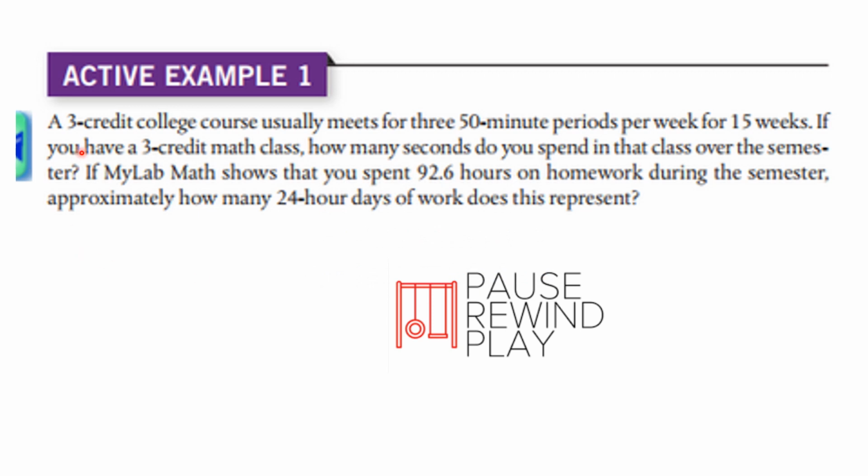This is Active Example 1. A 3-credit college course usually meets for 3 50-minute periods per week for 15 weeks. If you have a 3-credit math course, how many seconds do you spend in that course over the semester? If MyMathLab shows you have spent 92.6 hours on homework during the semester, approximately how many total 24-hour days of work does this represent? So please pause the video, do this problem, and we'll see how you do.